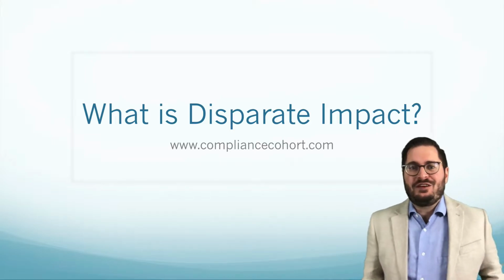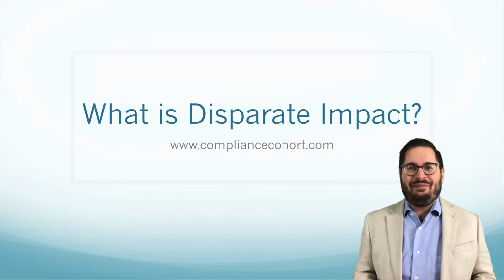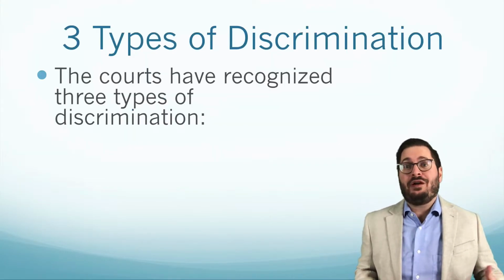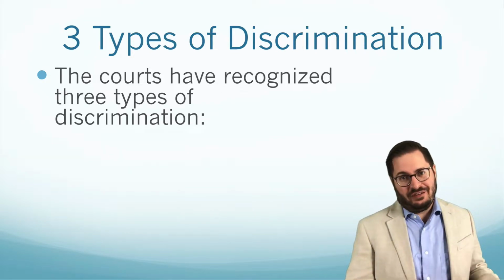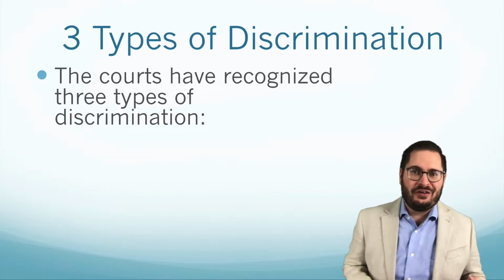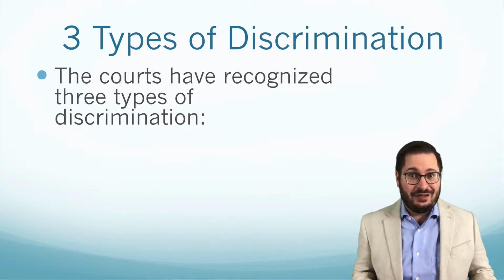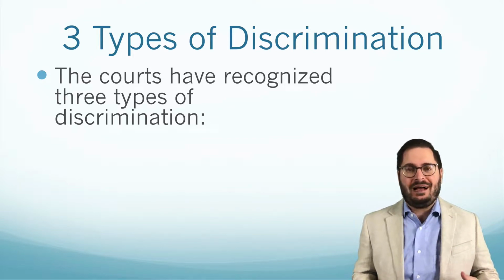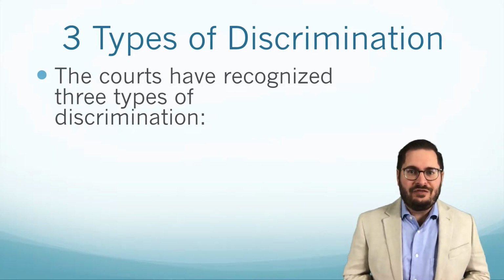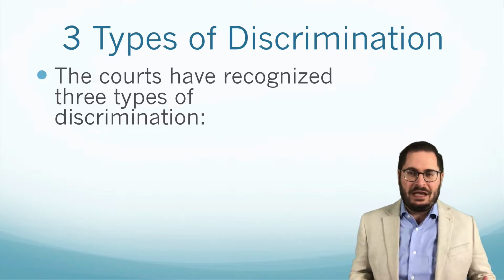This compliance clip is going to talk about disparate impact. Now, disparate impact is one of three types of discrimination as defined by the court system. This is actually a three-part series that we're doing as a compliance clip, which is a free video we're offering to you here at ComplianceCohort.com. And this is one of those three videos. The three types of discrimination are each of our videos.